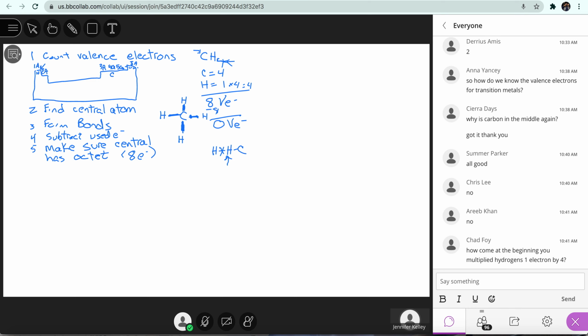Okay, all good. All right, how come at the beginning you multiplied hydrogen? Okay, that makes sense. Because we had CH4. So that would be like carbon, hydrogen, hydrogen, hydrogen, hydrogen. So that would be 4, 1, 1, 1, 1. So because there are 4 hydrogens, I just took 1 and multiplied it by 4. Make sense?